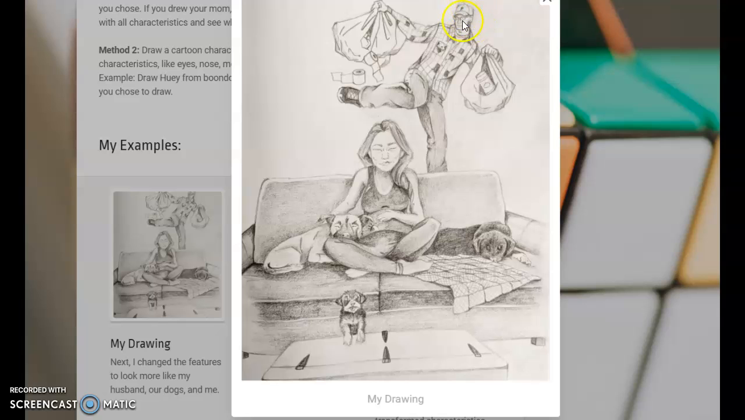Added the type of hat my husband wears. See, there's eraser marks, right? This is just a sketch, just an idea of what it could look like, okay?